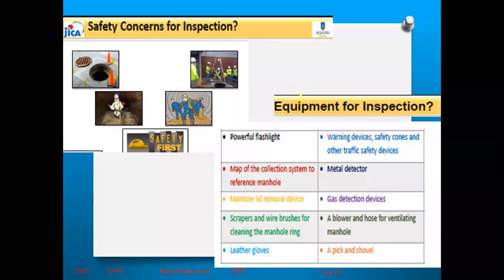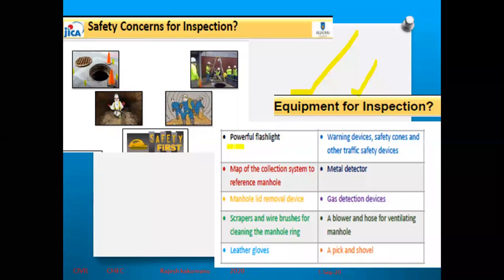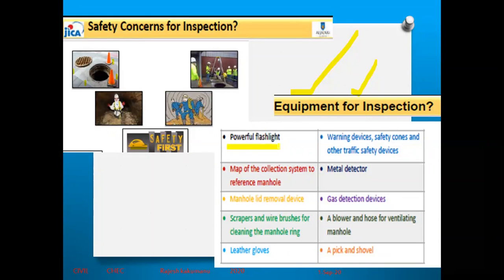Now, what equipment is used for inspection? What are the various types of equipment used for inspection? See the first one, a powerful flashlight. The flashlight can be worn on your helmet assembly, or it can be held in your hand also, right?